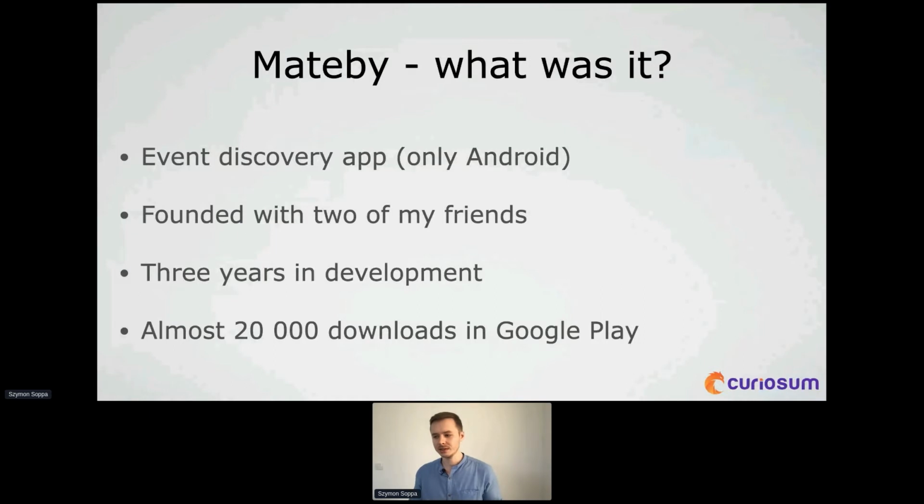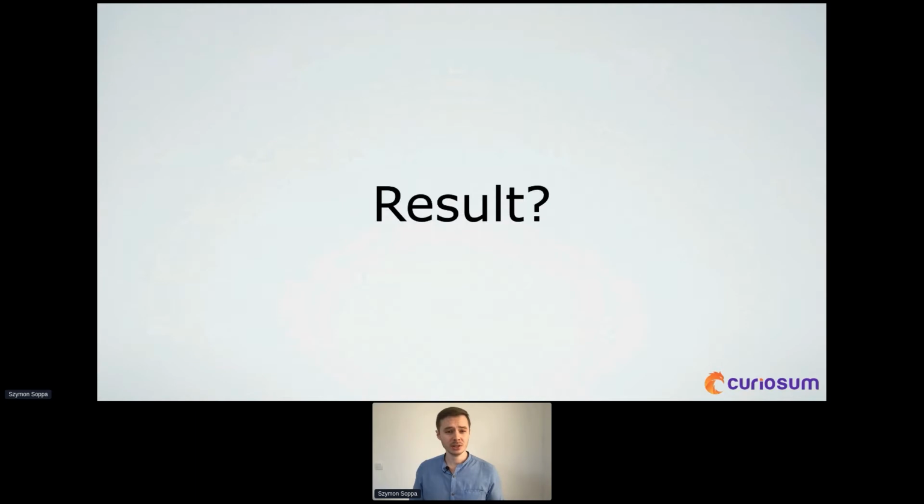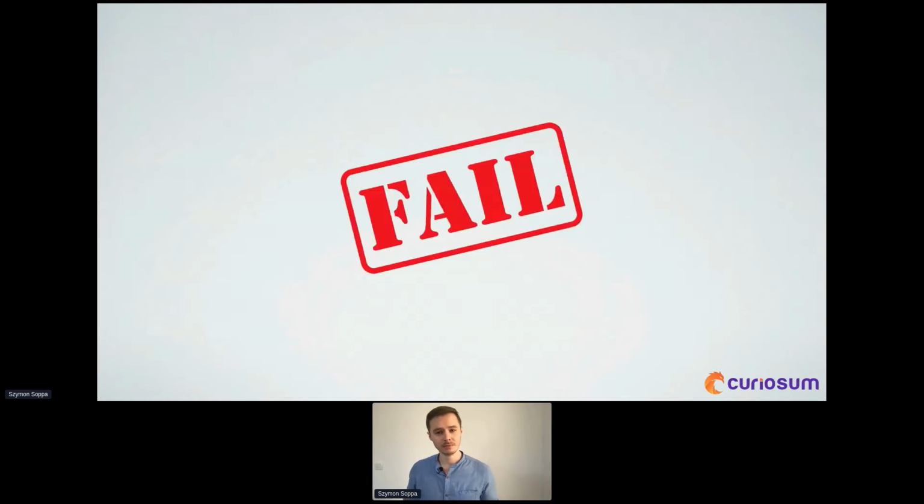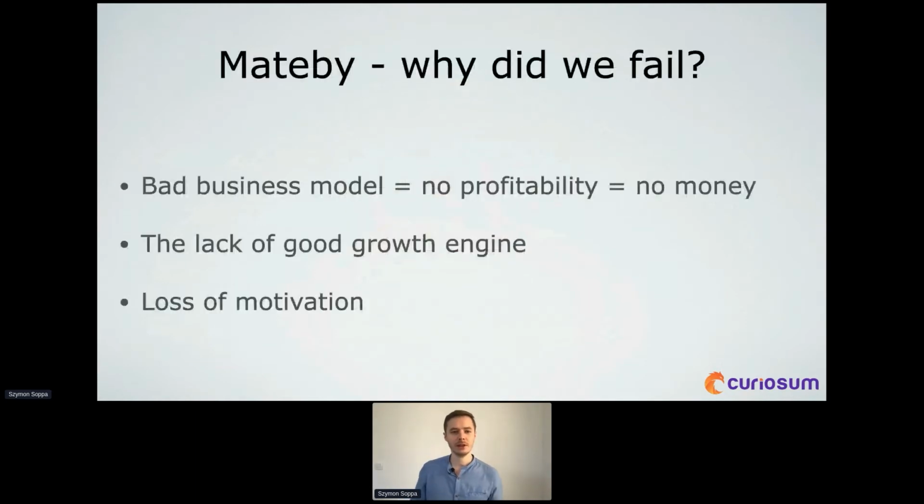So you may say that for some reason, it could have been successful. 20,000 downloads, it's not that bad. In some industries, you would say it might be a success story. Like in B2B businesses, 20,000 downloads might be enough to say that it had its success. But yet, the result: it failed. So why did we fail?